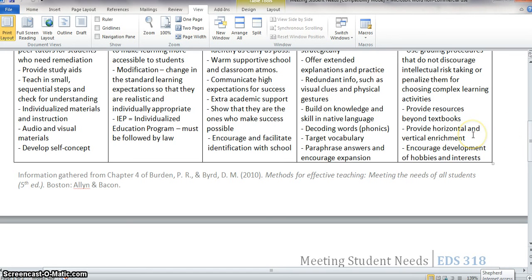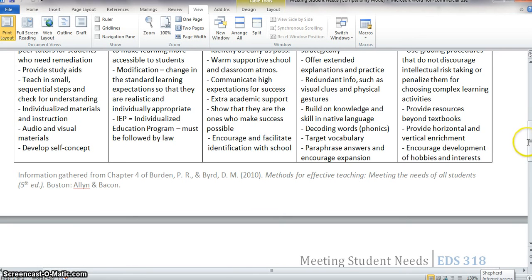Also providing horizontal and vertical enrichment. What that means is horizontal, like going across, means that we would still be in history class, but instead of studying this war that we're on, they might study other wars or compare those wars with each other. So we're still staying within the same subject area. Vertical is when you study something in much more difficulty. So it's still the same topic, maybe the American Revolution, but they're doing more challenging things with the American Revolution than your typical students are.